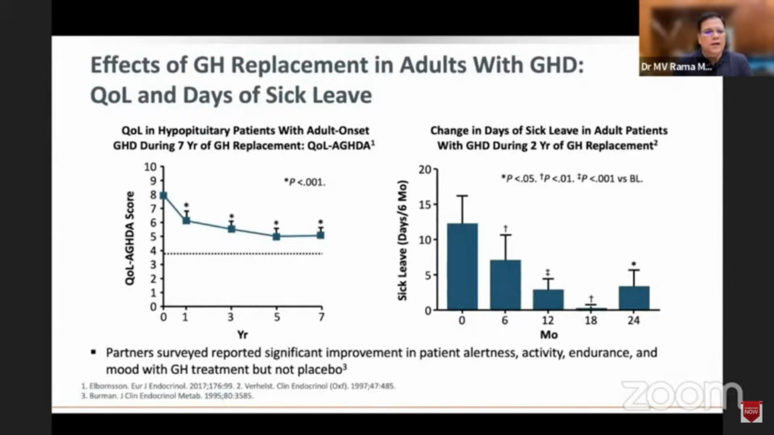You can see that the partner survey reported significant improvement in the patient's alertness, activity, endurance, and mood with growth hormone compared to placebo. This is very important. You have very good data in this.